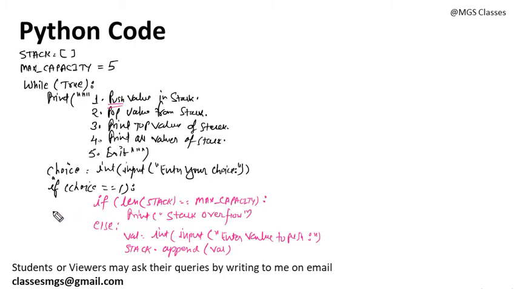Now let's write the second choice. If the user has entered 2, then I am going to write this code here. If choice equals 2, then we are going to check for the underflow condition. So if length of the stack equals 0, in that case we print stack underflow.